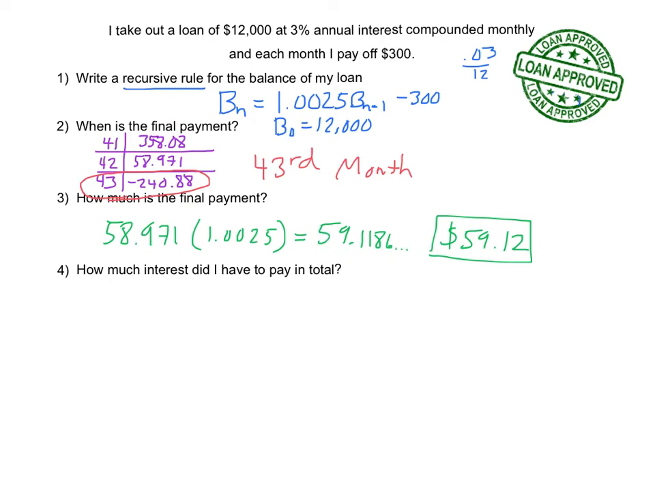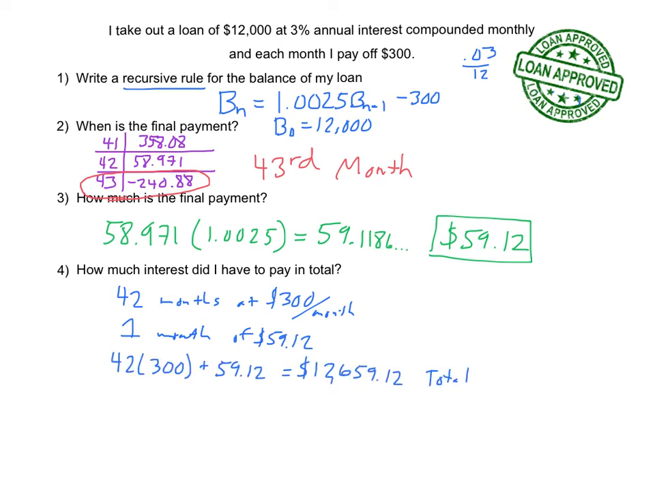So the question is, how much did we pay all in all? How much interest do we pay all in all? Clearly we paid lots and lots of money, this $12,000, but how much does the bank get? So all in all, I've paid 42 months long, I've paid $300 a month, and that final month I paid $59.12. So that's a total amount of $12,659.12. So that's all in all what I've paid.